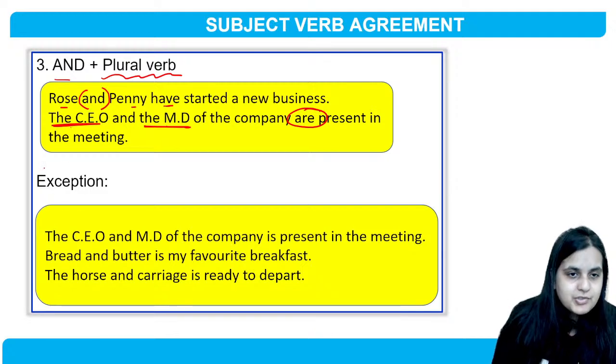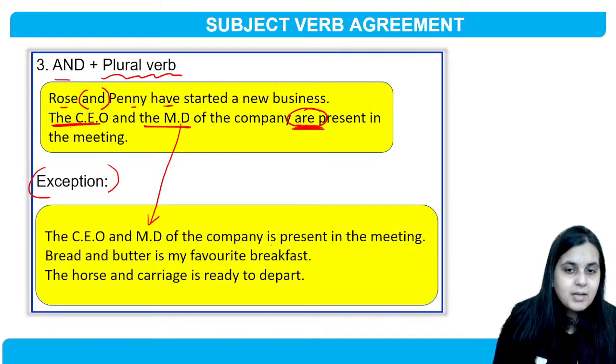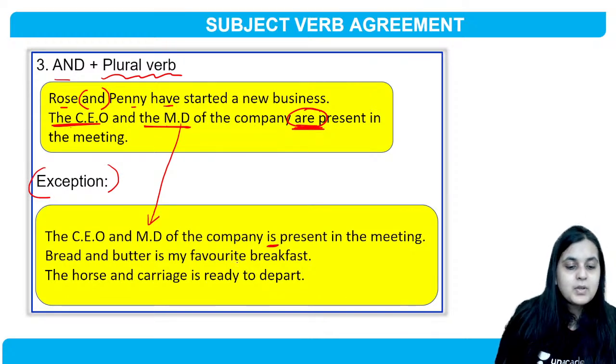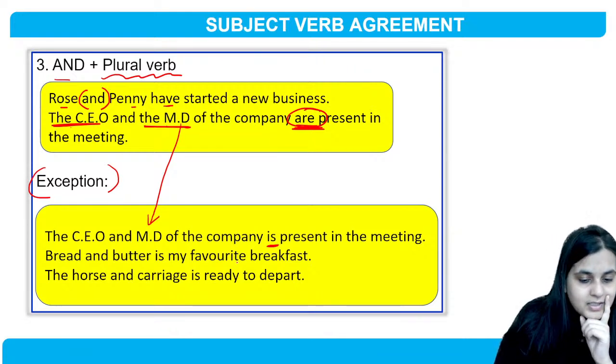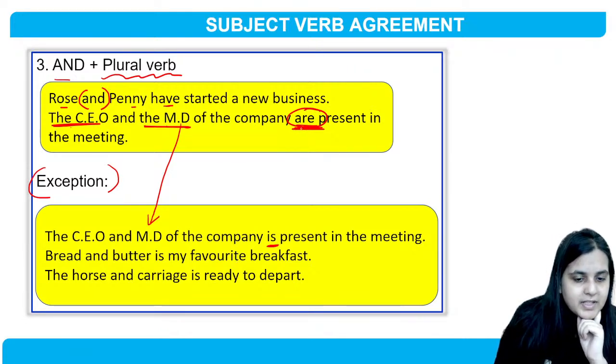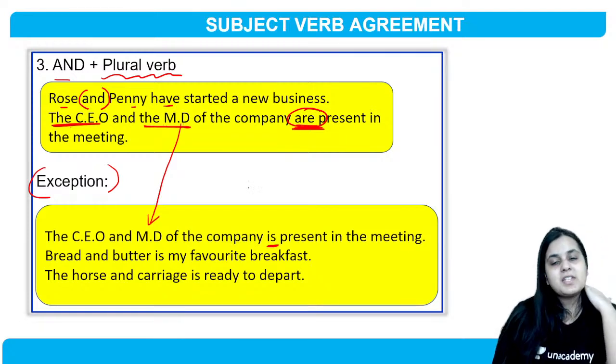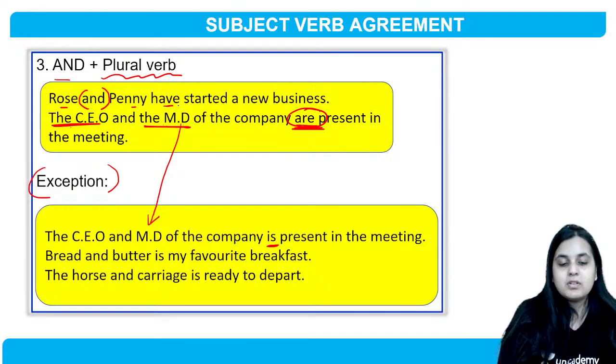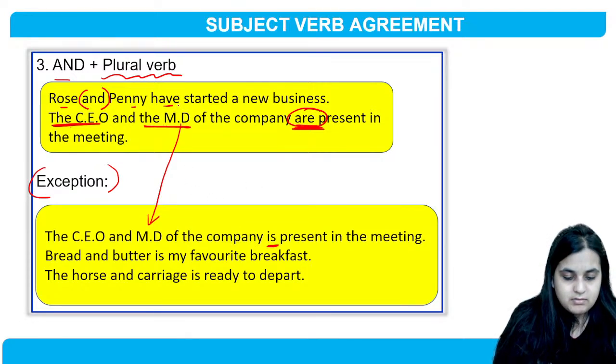Now this exception is very important. Can you tell me, guys, that in these two sentences we have written 'are present' here, but here we have written 'is present'? We also looked at it in the nouns, pronouns, articles class. Now can you tell me why 'are present' here but why 'is present' here? Can you tell me the difference between the two? What makes us use 'are' here and 'is' here? Tell me.